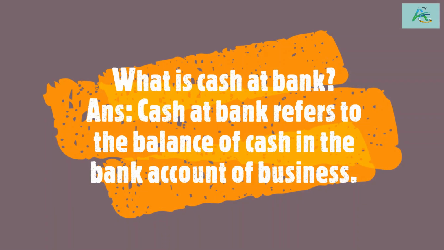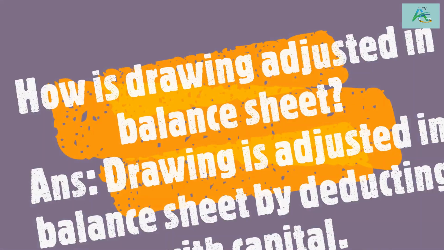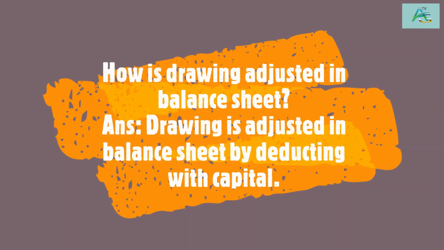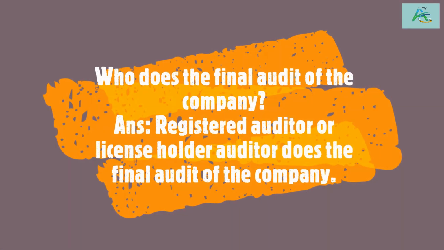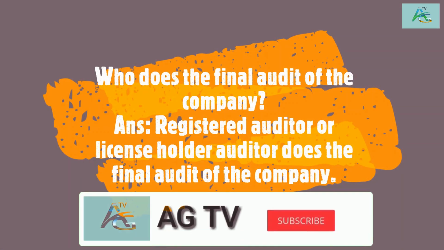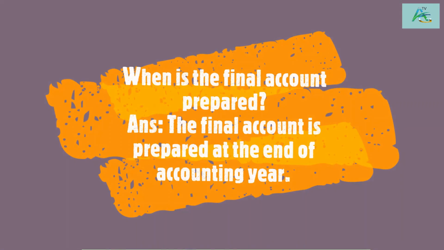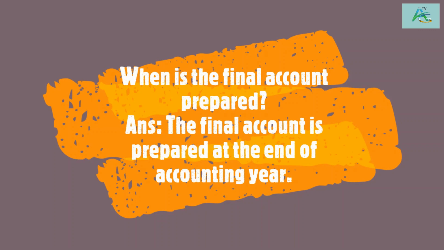What is cash at bank? Cash at bank refers to the balance of cash in the bank account of business. How is drawing adjusted in balance sheet? Drawing is adjusted in balance sheet by deducting with capital. Who does the final audit of the company? Registered auditor or license holder auditor does the final audit of the company. When is the final account prepared? The final account is prepared at the end of accounting year.